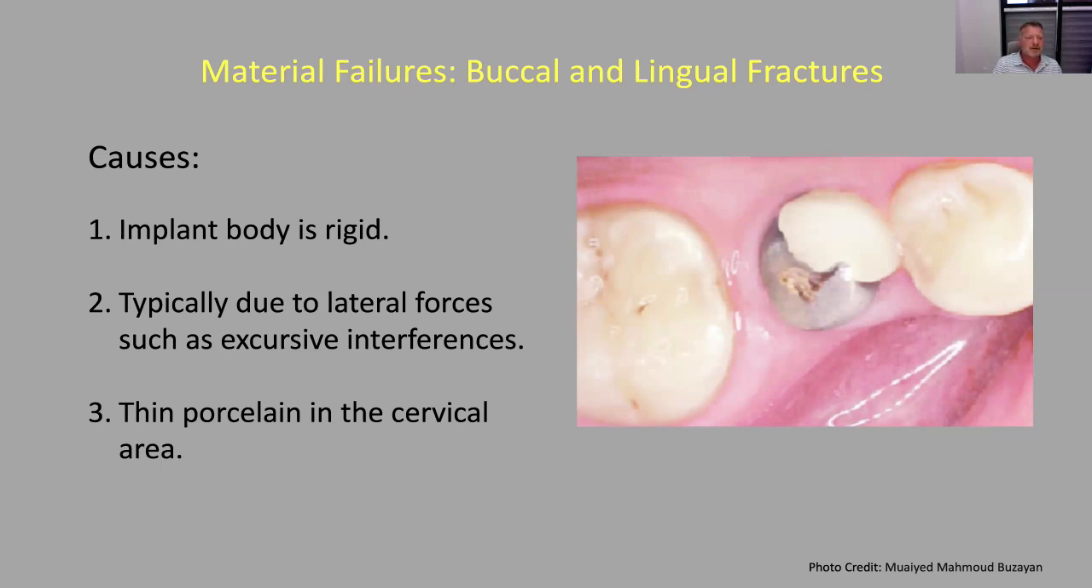It's typically due to lateral forces such as excursive interference. And it goes back to, what's the occlusal design? And the general cause is thin porcelain in the cervical area. And I'm really starting to like that question because there are times when you can't avoid excursive interferences. So what do we do? That's why we have to really think about the implant being rigid and how we are going to design the restoration to accommodate that.